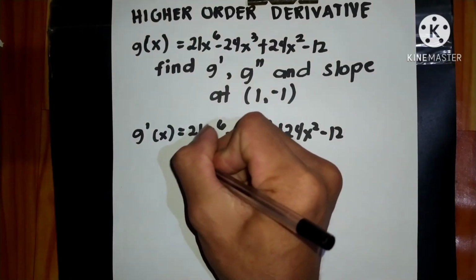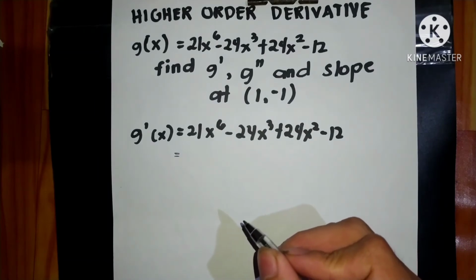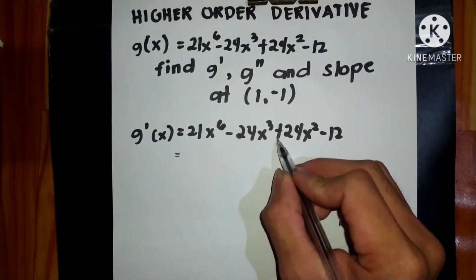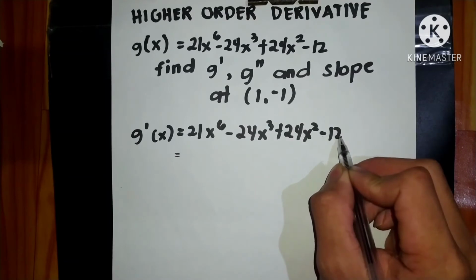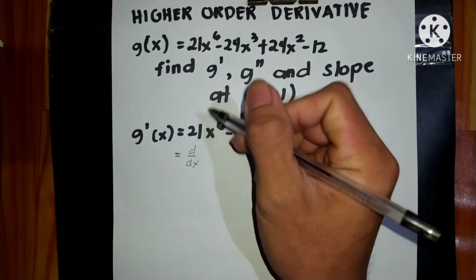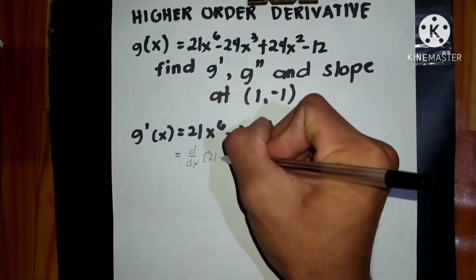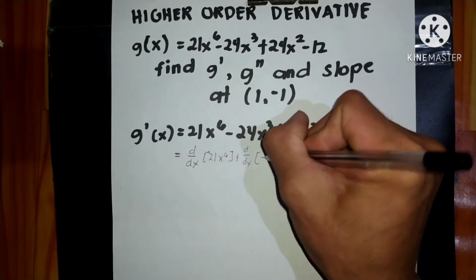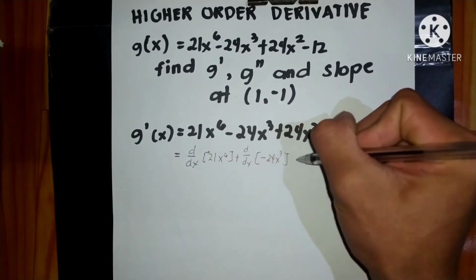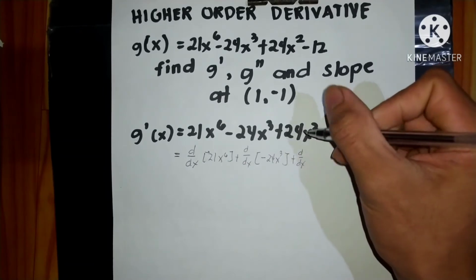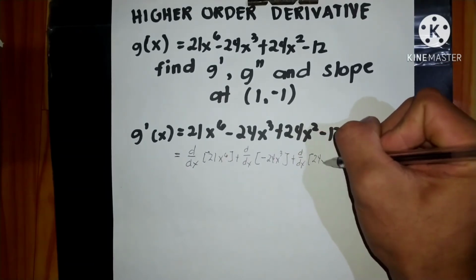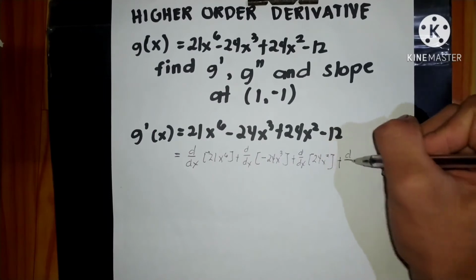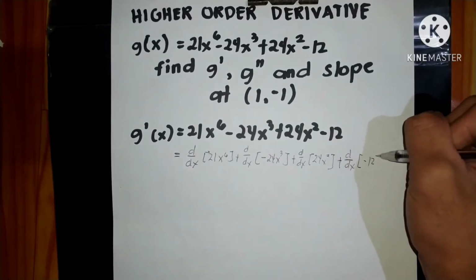Ang mangyayari, by the sum rule, the derivative of 21x raised to the power of 6 minus 24x cubed plus 24x squared minus 12 ay ganito. d over dx, so open bracket, 21x raised to the power of 6, plus d over dx of negative 24x cubed, plus d over dx, open bracket, then 24x squared, close bracket, minus d, plus pala yan, plus d over dx of negative 12.